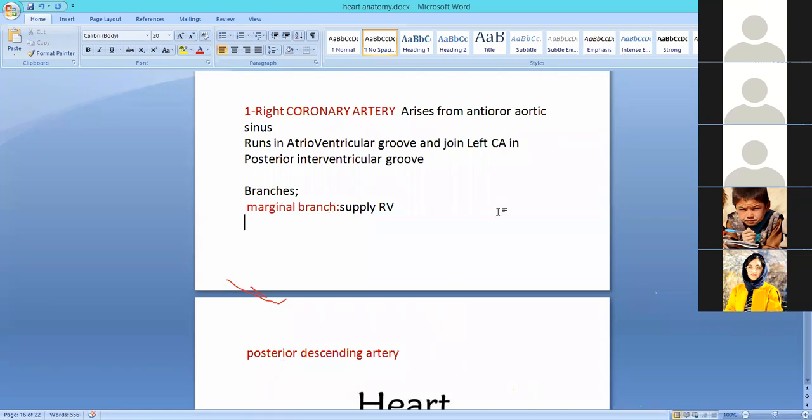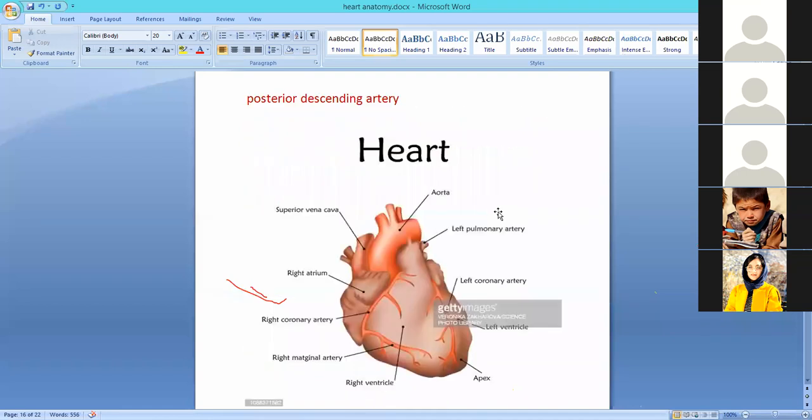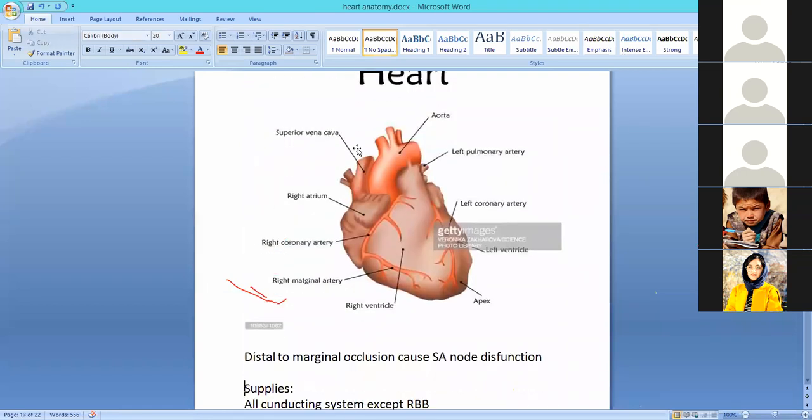Okay, so now we will move to the diagram and you guys will understand clearly. For example, this is the aorta. This is our right coronary artery. Okay, so first we studied that the right coronary artery arises from the aortic sinus. This is the aortic sinus, the base of the aorta, the dilatation, and it's from its anterior part. Look, its anterior part, okay? Then it moves in the atrioventricular groove. This is the groove. You guys can clearly appreciate it. Am I right?